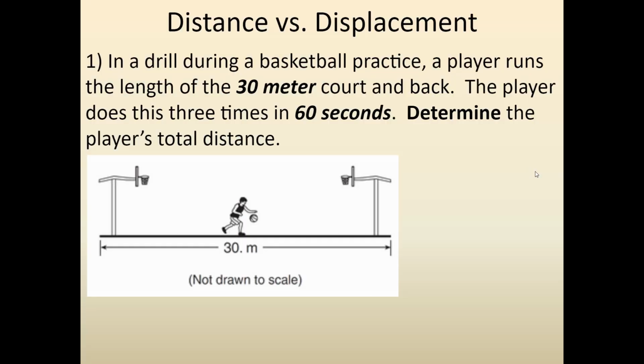All right, so here's the first question. Pause the video, work it yourself, and we'll go over it in a second. All right, so in this question, they want the player's total distance. Now, we do have to pay attention to the phrasing. To go from one basketball net to the other basketball net is 30 meters, but it says that the person goes there and back and then does that 3 times. So he travels a distance of 60 for each lap, and then he does that 3 times, which gets us a total distance of 180 meters.